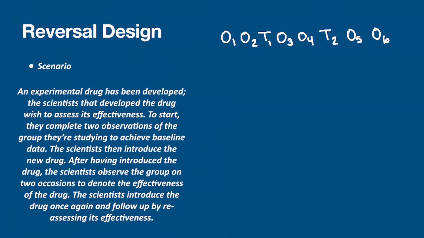Again, if we simply identify our independent variable and our dependent variable, I think that's going to help us get a better understanding of what's taking place. Of course, our independent variable here is going to be this new drug that has been developed. If we're underlining here, we'll say that it's this experimental drug.